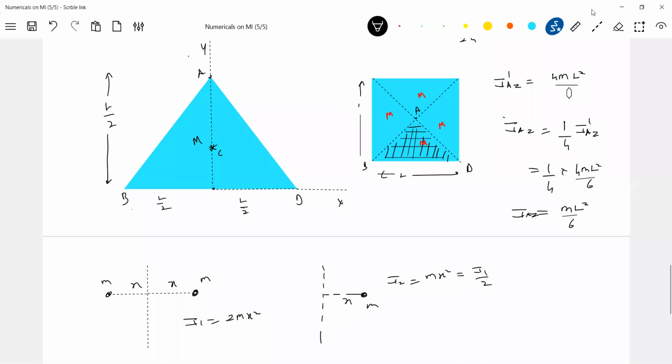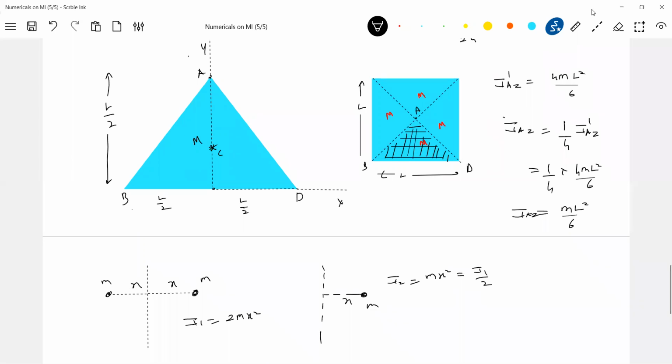Sir, for the square plate, I dash AZ is mL square by 6, no, sir. Why is there a 4? I made 6 only, no? No, sir, you wrote 4mL square by 6. What is the mass of the square plate, how much? 4m, no? Oh, okay.